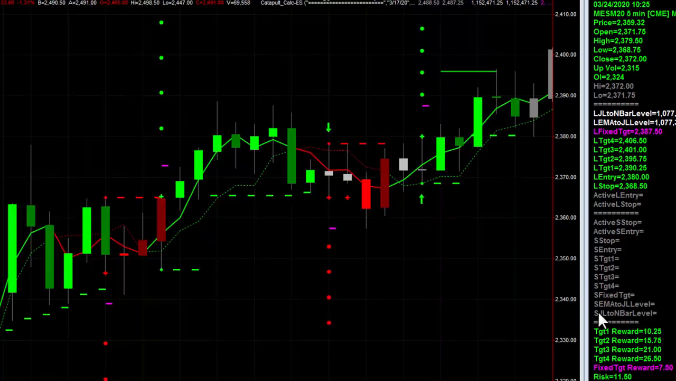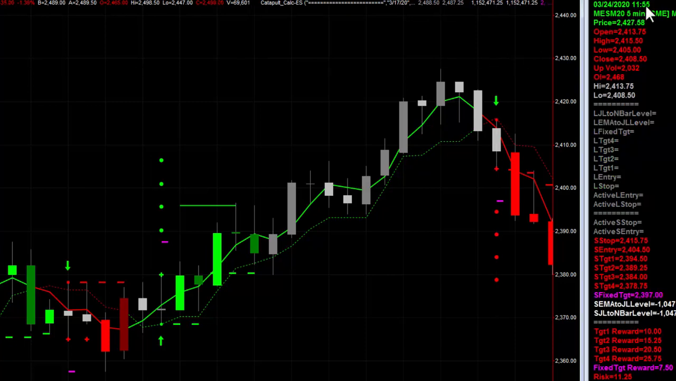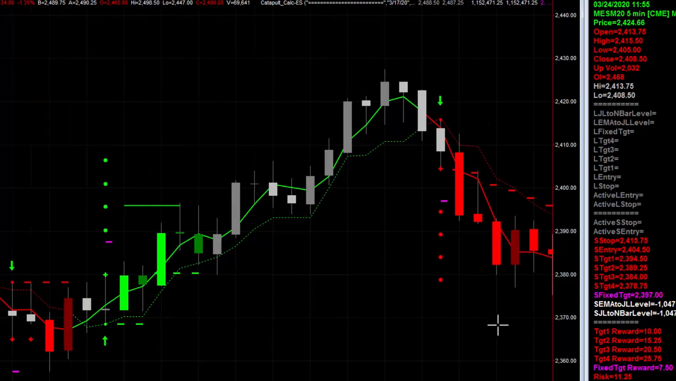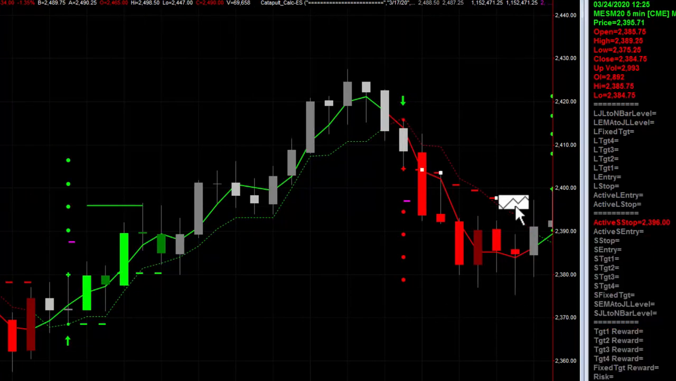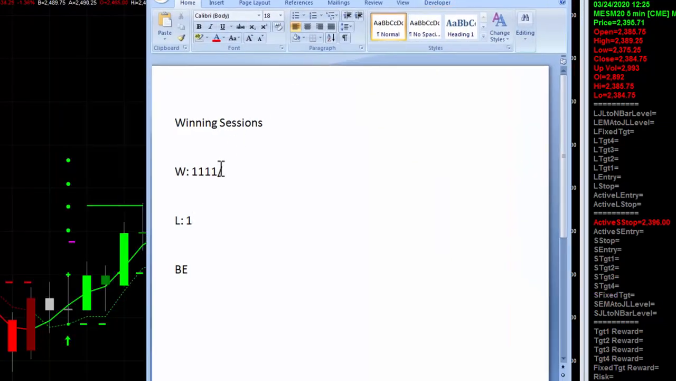All right, so let's go to the next one. 11 a.m., and it came late in the morning. It came 5 minutes before the end, and that counts. Between 11 and 12, this came 5 minutes to 12. It counts. It pushed through, hit all its targets, and even target 4, and then stopped out, and so that's a winning session. So that counts like the chicken scratch, 5th winner.